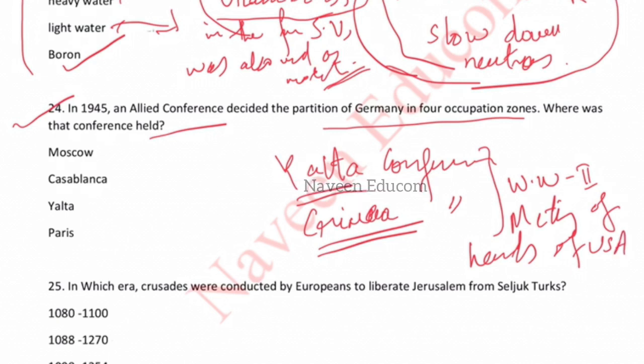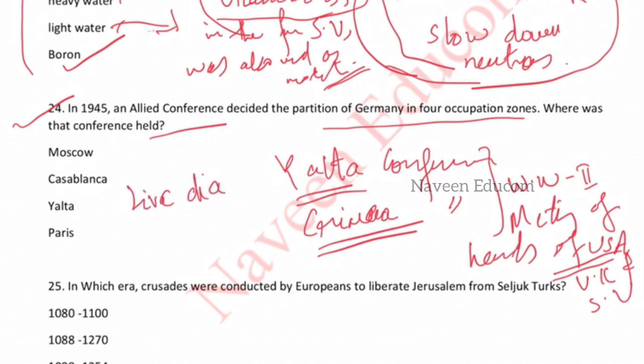So the Yalta Conference was the World War II meeting of the heads of the USA, the United Kingdom, and the Soviet Union, for the purpose of discussing Europe's post-war reorganization. The conference convened in the Livadia Palace near Yalta in Crimea. So please keep that in mind. The conference was held in Livadia. These are less important, but sometimes they may ask in the questions, so you can study it. Livadia Palace near Yalta.